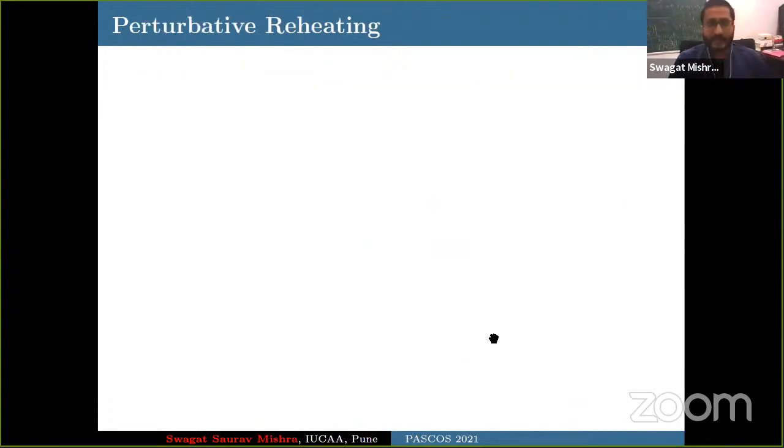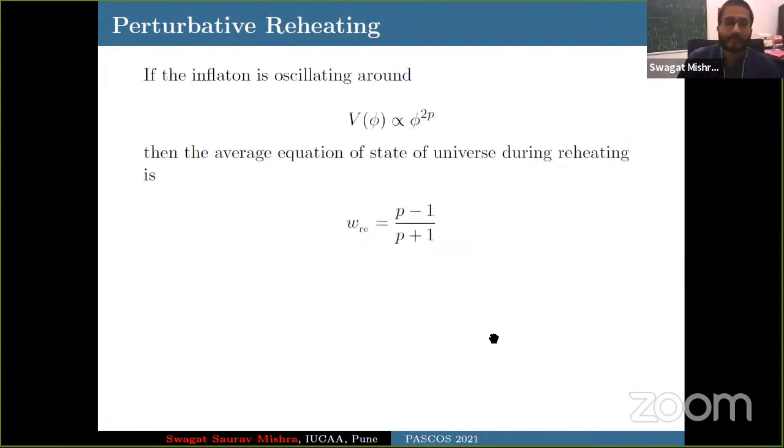So the advantage of perturbative reheating is the following: if the inflaton is oscillating around a φ^(2p) potential at the end of inflation, roughly an algebraic potential, then depending on the value of p, the equation of state is known. The average equation of state is around (p-1)/(p+1). So if I know the behavior of the potential around the minimum, I know the value of the equation of state during reheating.